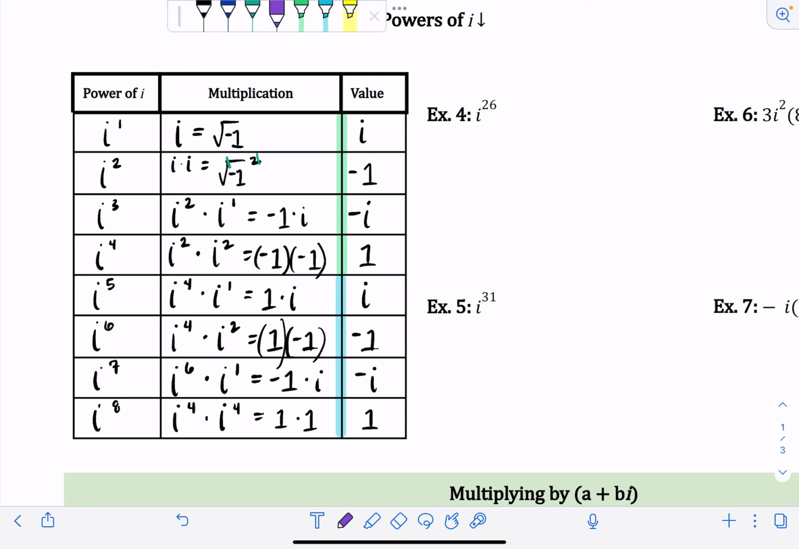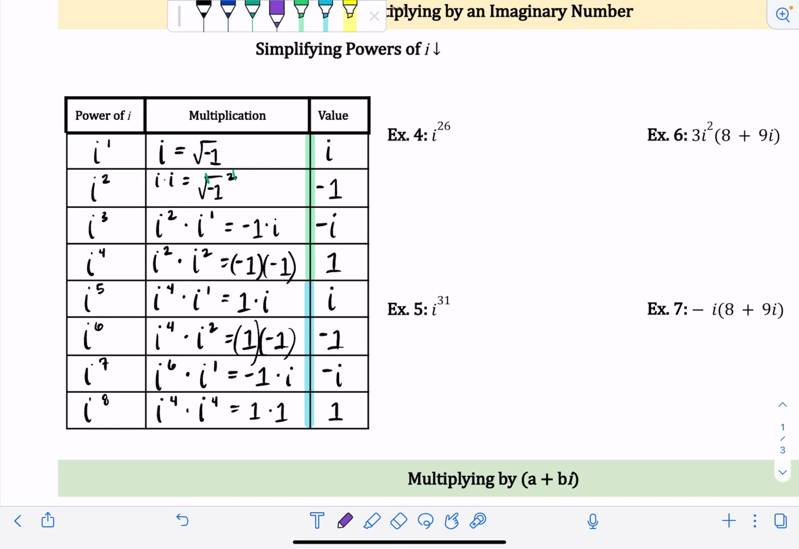So what that means is that we can use multiples of 4, or we can divide by 4 when we have higher powers, and our remainder will tell us what part of our table our answer matches up with. That doesn't need to mean a whole lot right now, but we'll just get into the examples.